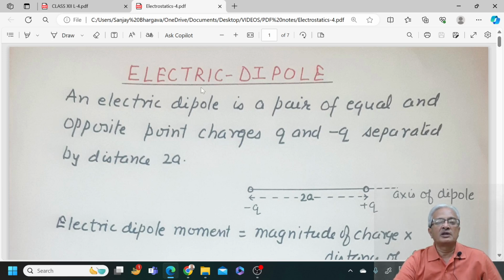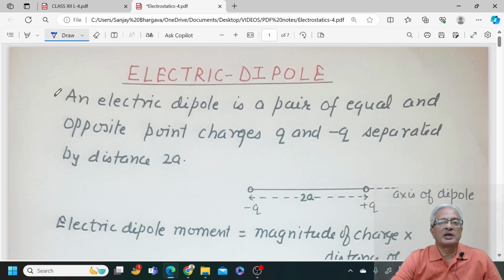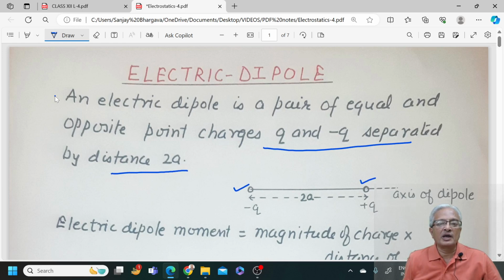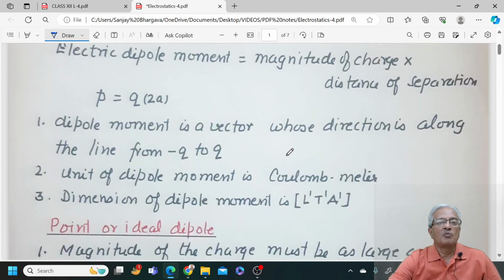So let us begin with defining an electric dipole. An electric dipole is a pair of equal and opposite charges minus q and plus q separated by a distance 2a. Now let us say this represents the charges minus q and plus q, and they are separated by a distance 2a. Then all the properties of the dipole are described in terms of a quantity called the dipole moment.